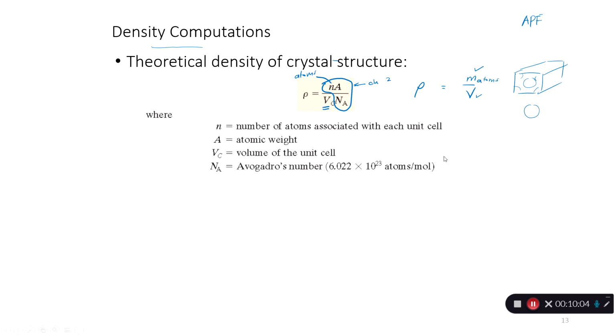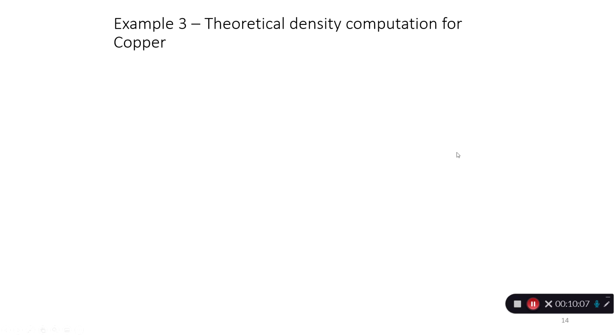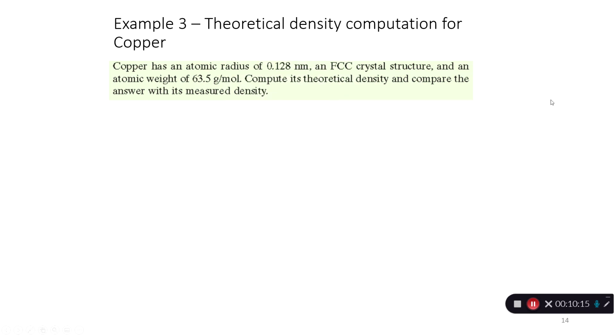Okay, let's try this on one question. Calculating the density for copper. The element here is copper. What we need to know about copper is its atomic radius, and also that it has an FCC structure, and its atomic weight, which of course you can get from the periodic table. Compute its theoretical density and compare with measured density.